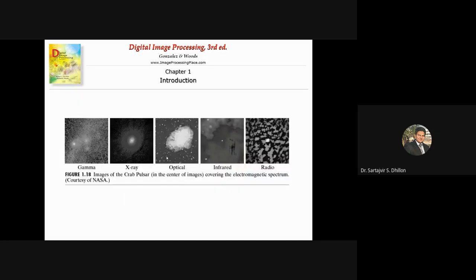And these are some of the different reasons where we can use digital image processing. That is, collaborative images in gamma application, in X-ray, in optical, in infrared, and in radio. So these all are used for astronomical observations or space applications.